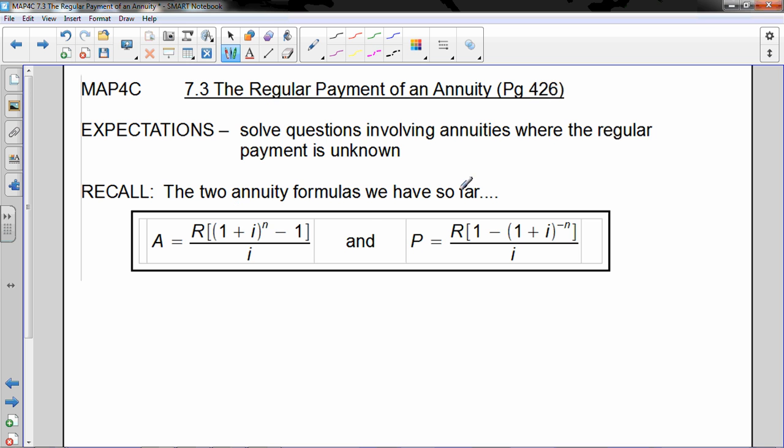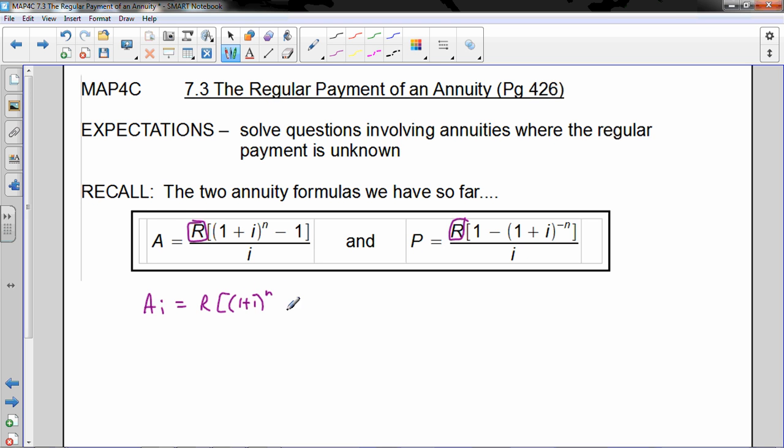So the two annuity formulas that we have right now are these two. The one where A is the amount at the end, P is the present value, and if we want to find R, well, in this, we want to get rid of everything else and have R alone. How are we going to do that? Well, the first step, I think, would be to get rid of the fractions. Well, how do I get rid of dividing by I? I multiply both sides by I. So the first step is to multiply both sides by I.